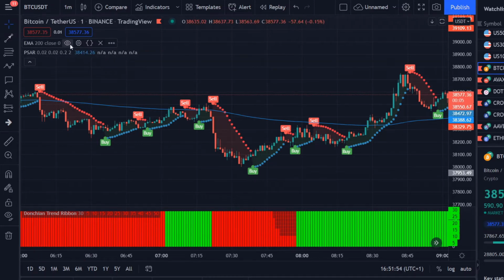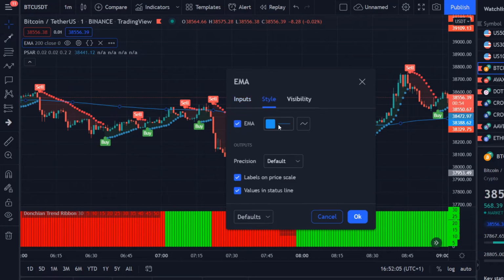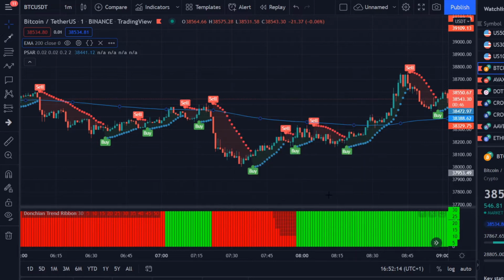And we do not use the default settings, so let me adjust the settings. The default setting is 9 as a length, but I'm going to use 200 and I use the blue default color. So make sure to adjust the 9 length and use a 200 length.